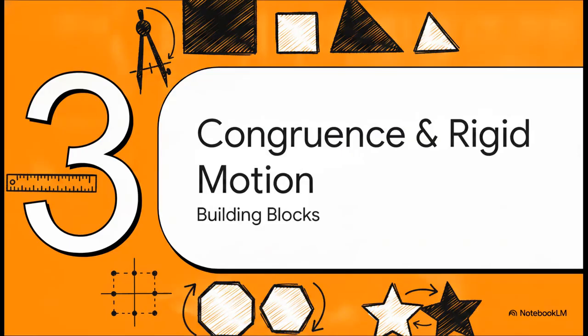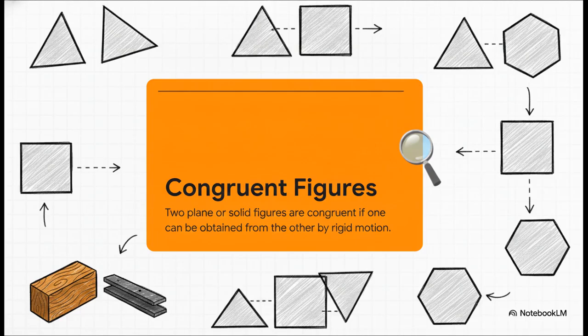All right, let's jump to Section 3, congruence and rigid motions, building blocks. Let's see how our toolkit handles identical building blocks. Because sure, we know how to locate points and measure them, but how on earth do we know if our building materials are exactly the same size and shape? Well, this brings us to a huge concept, congruent figures. In geometry, two figures are perfectly congruent if one can be obtained from the other entirely by rigid motion.